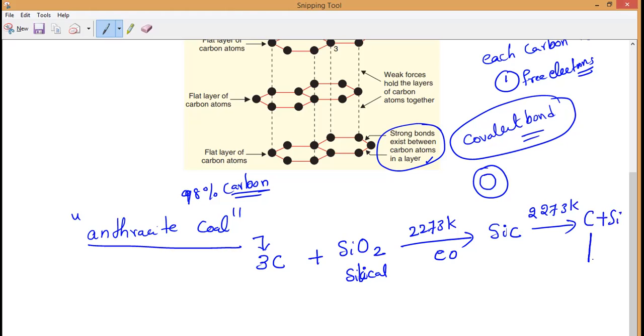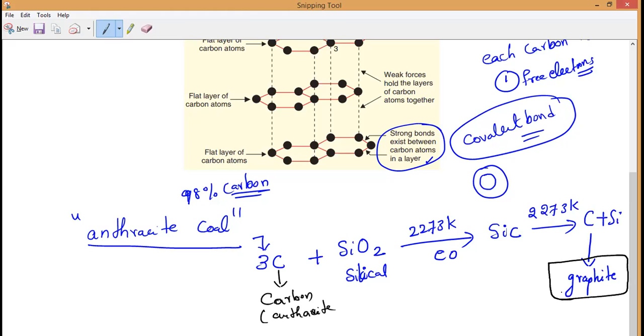Now the carbon which we are obtaining, what do we used to call it, guys? We call it graphite. The carbon which we took before is also carbon, but it is anthracite carbon. Now the carbon which we are obtaining is graphite carbon. So this is how we obtain graphite production from anthracite coal. If you want, we can learn it. Otherwise, it's not even necessary.